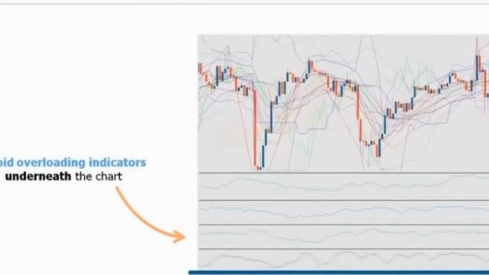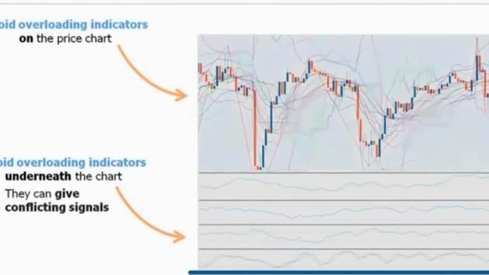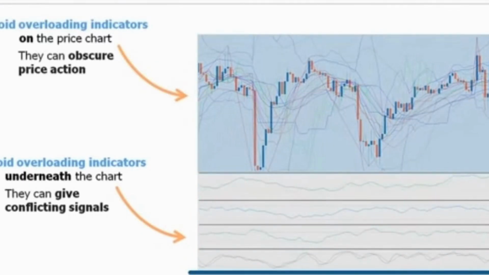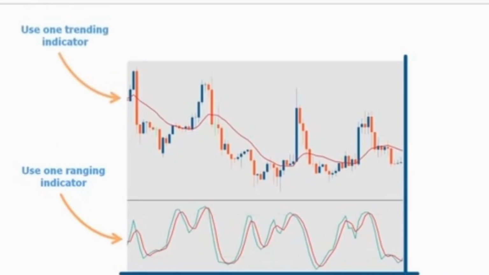It is advised that you do not plot too many indicators on your charts. They do not provide any more useful information and can give conflicting signals. Also, using too many indicators directly on the price chart can obscure price action. It is best to stick to a few indicators that can be used in different market conditions. Using only one ranging indicator and one trending indicator can provide the trader with sufficient information to make savvy trading decisions based on the market environment.